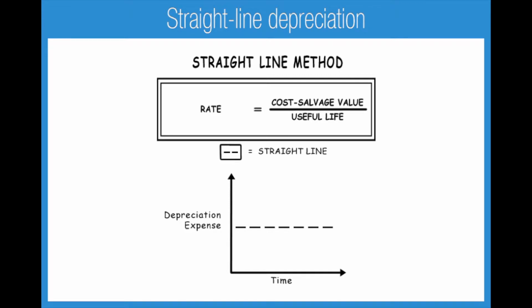Straight-line depreciation. Straight-line depreciation is a method of determining the depreciation expense of a long-term asset. This method is used when a company wants to have equal amounts of depreciation expense on the financial statements each year. The depreciation expense using the straight-line method is calculated by subtracting the salvage value from the asset cost, then dividing the difference by the useful life.